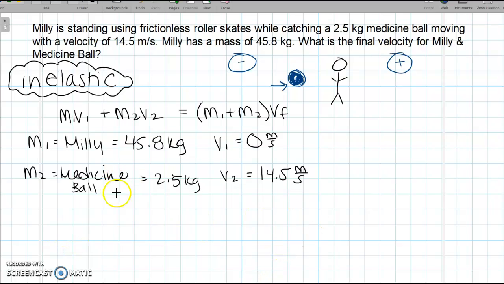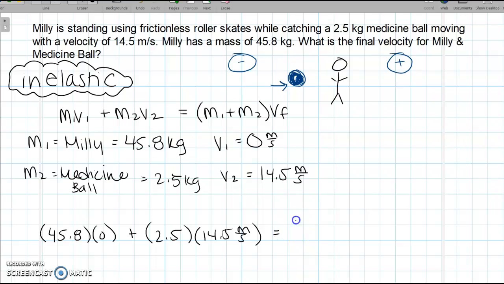So let's plug in what we know. We have 45.8 times 0 plus 2.5 times 14.5 meters per second. And then our masses combine, so we have 45.8 plus 2.5 kilograms multiplied by VF. So our initial momentum total is equal to our final momentum total, but our masses combine at the final. Let me move down my screen a little bit and we'll start solving this out.